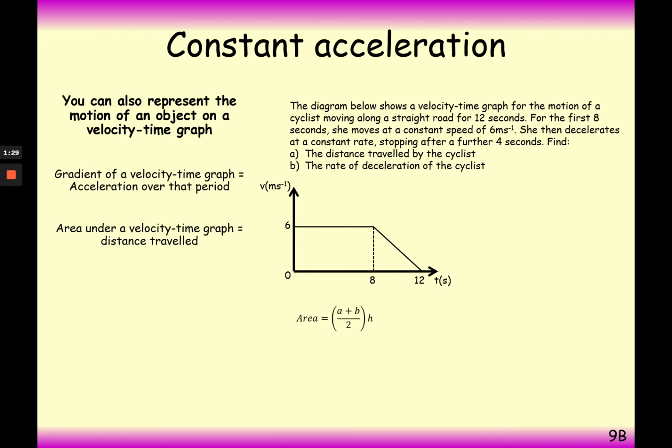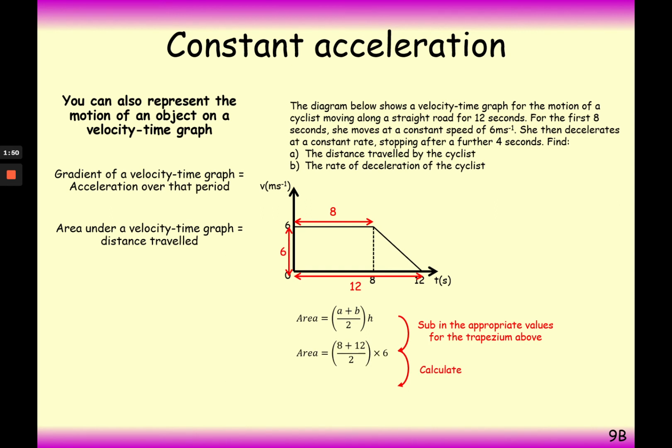So first of all, we need to draw a diagram, which is up here. We need to find the distance travelled, which is the area underneath the graph. It's the area of a trapezium, so a plus b over 2 times by h, where a is 8, b is 12, and h is 6. So if we sub those values in and solve it, we get the area under the graph to be 60, so she travelled 60 meters.